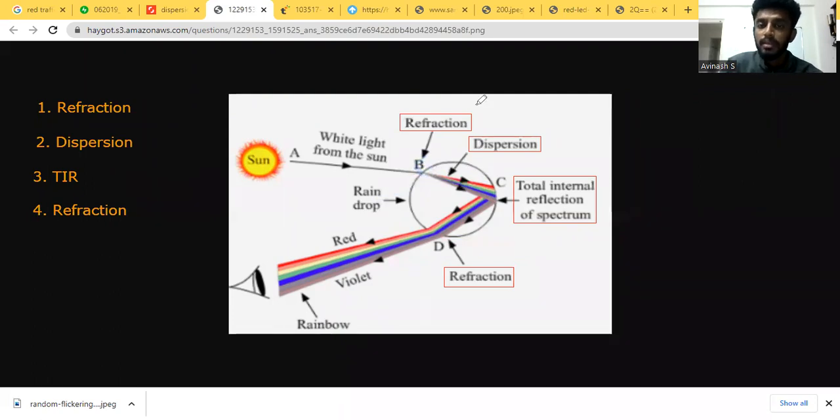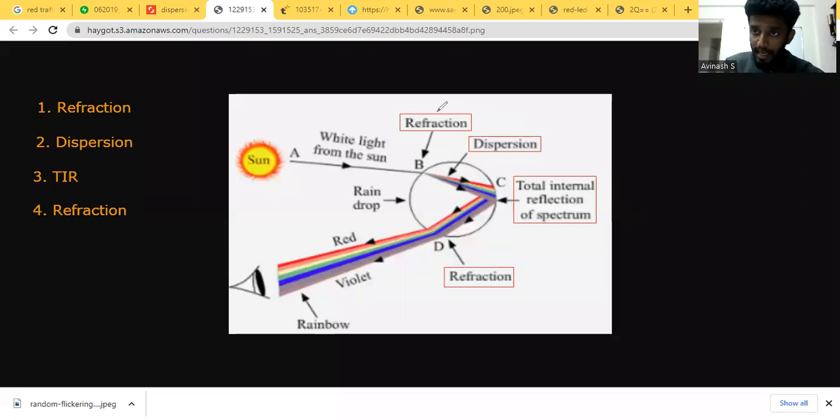So this is the normal. Let me draw with black color. So this is the normal, and you can see it has bent towards the normal. Instead of going straight like this, it has been bent towards the normal. And during this process, since the water droplet behaves like a prism, it will be able to scatter the white light into 7 constituent colors, and that process is called dispersion.